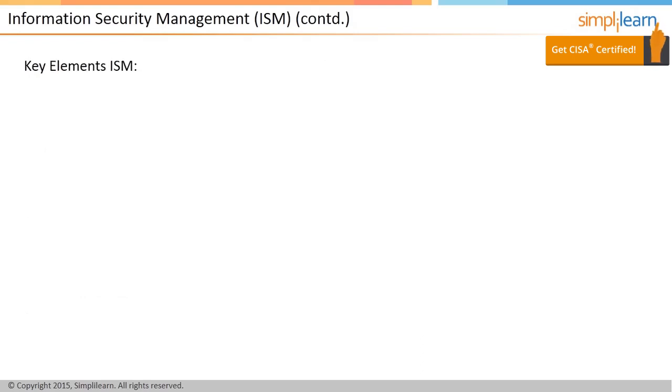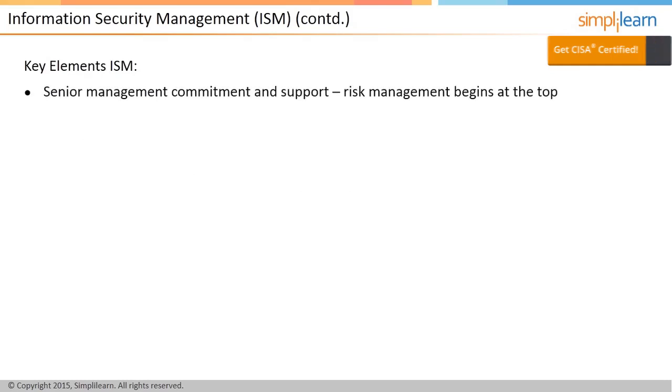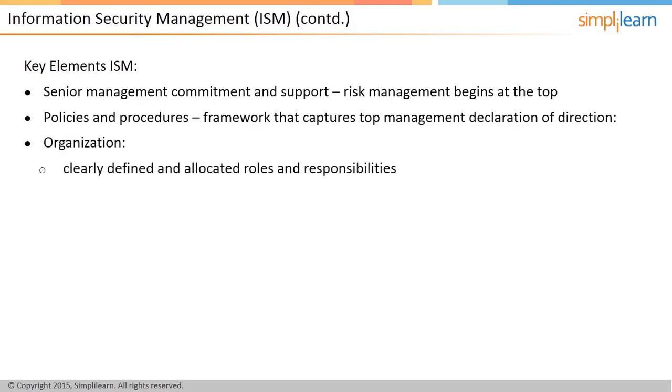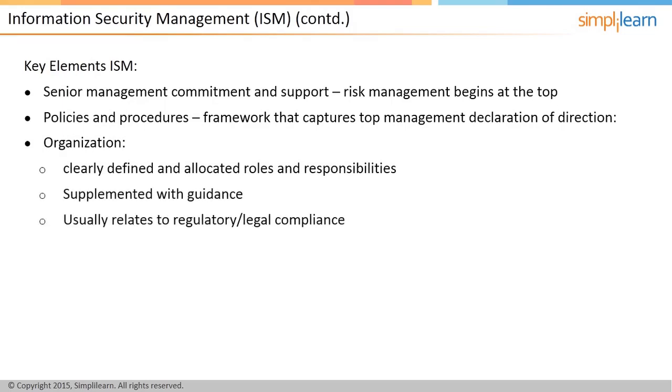The key elements of ISM: senior management commitment and support. Risk management begins at the top. Policies and procedures: the framework that captures top management's declaration of direction. Organization: clearly defined and allocated roles and responsibilities supplemented with guidance. Usually relates to regulatory legal compliance. Let us continue discussing Information Security Management, ISM, in the next screen.